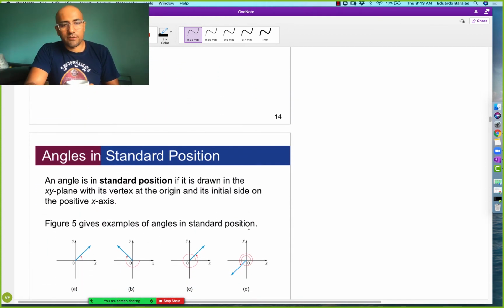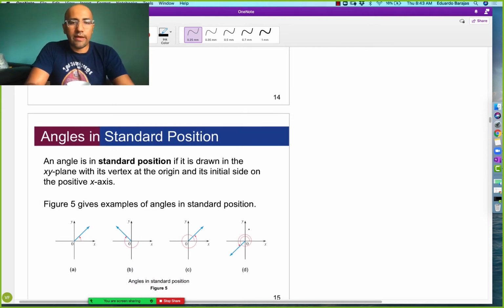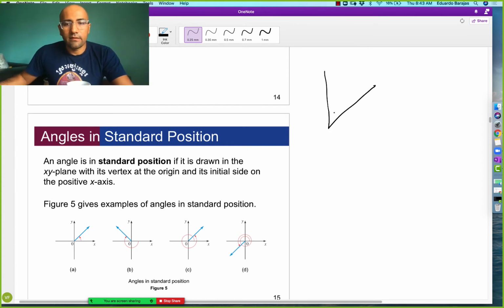All right, more definitions. Angles in standard position. What is standard position? Remember that before, when we just defined what an angle was, it could be, you know, an angle like that. And so we had this theta here, and then we had ray 1 and ray 2. We have something called the initial side.